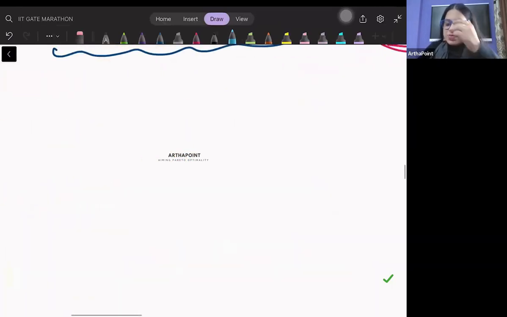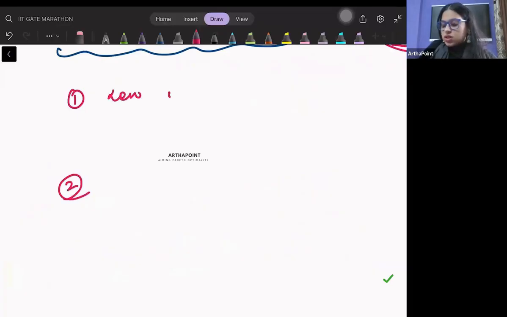अब इन दो concepts पे आ जाते हैं. So there are two concepts that you have to remember. एक को हम बोल सकते हैं law of equi-marginal utility.